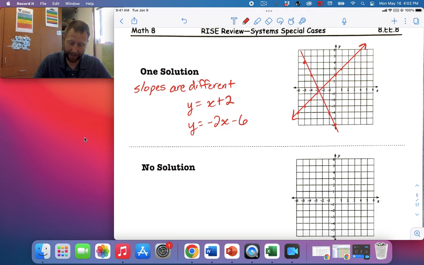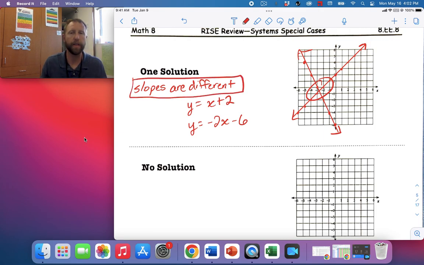We can clearly see from this example, oh yeah, hey look, they intersect one time. That's why it's called one solution, okay? But the main thing is here, the slopes are different. That's how you know that they're going to intersect, all right?